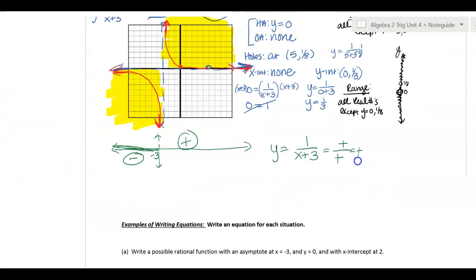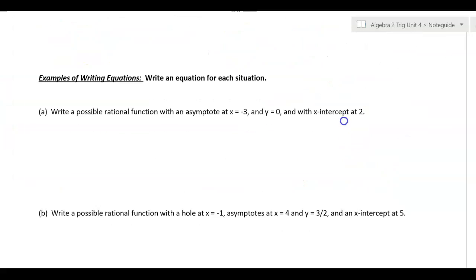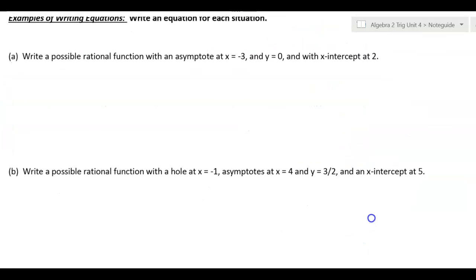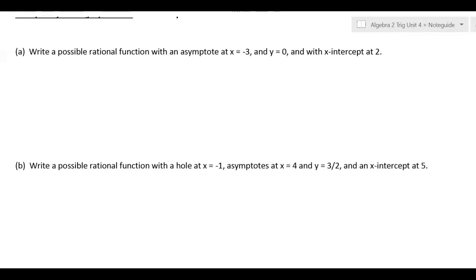All right, and then there was a couple things down here at the bottom that you didn't do in the video notes. And we're just gonna write those right now, which is to write the functions. Okay, so part A says write a possible rational function with an asymptote at x equals -3. So when you read that asymptote, okay, could be oblique, horizontal, or vertical, but then you read the equation. There's an asymptote at x equals -3.